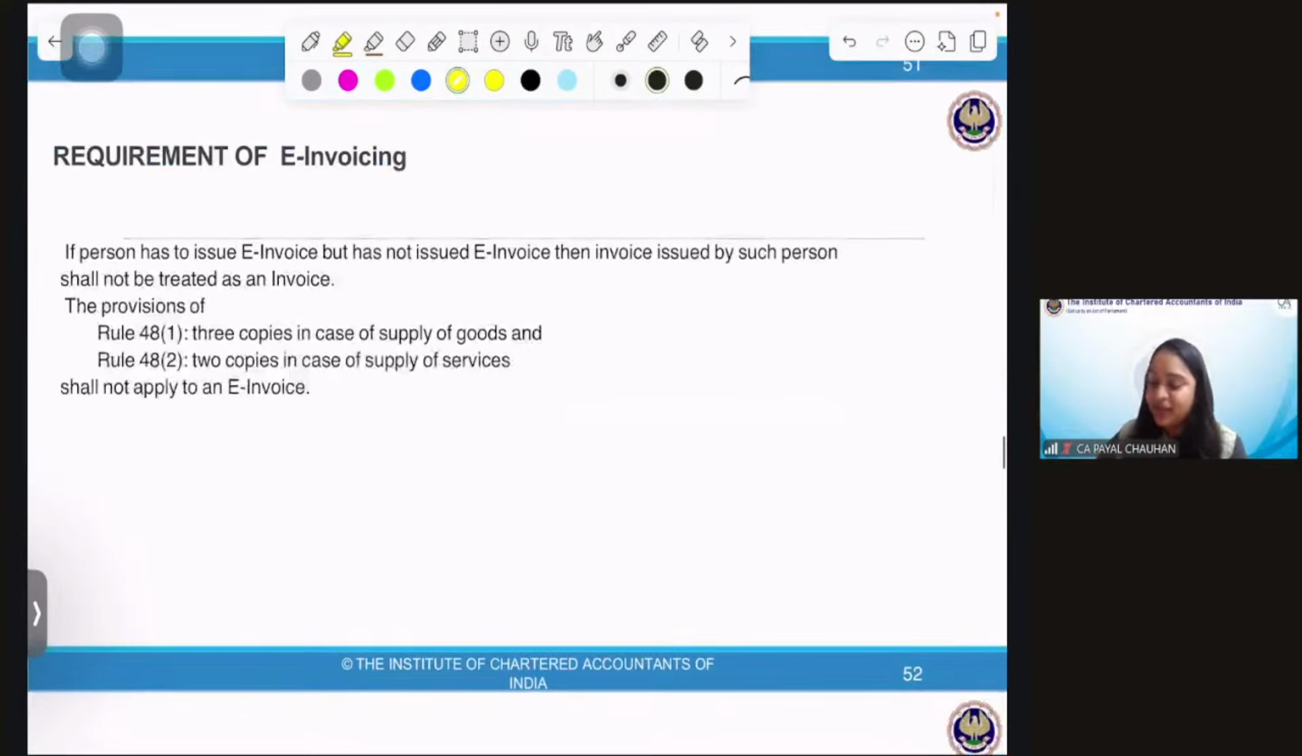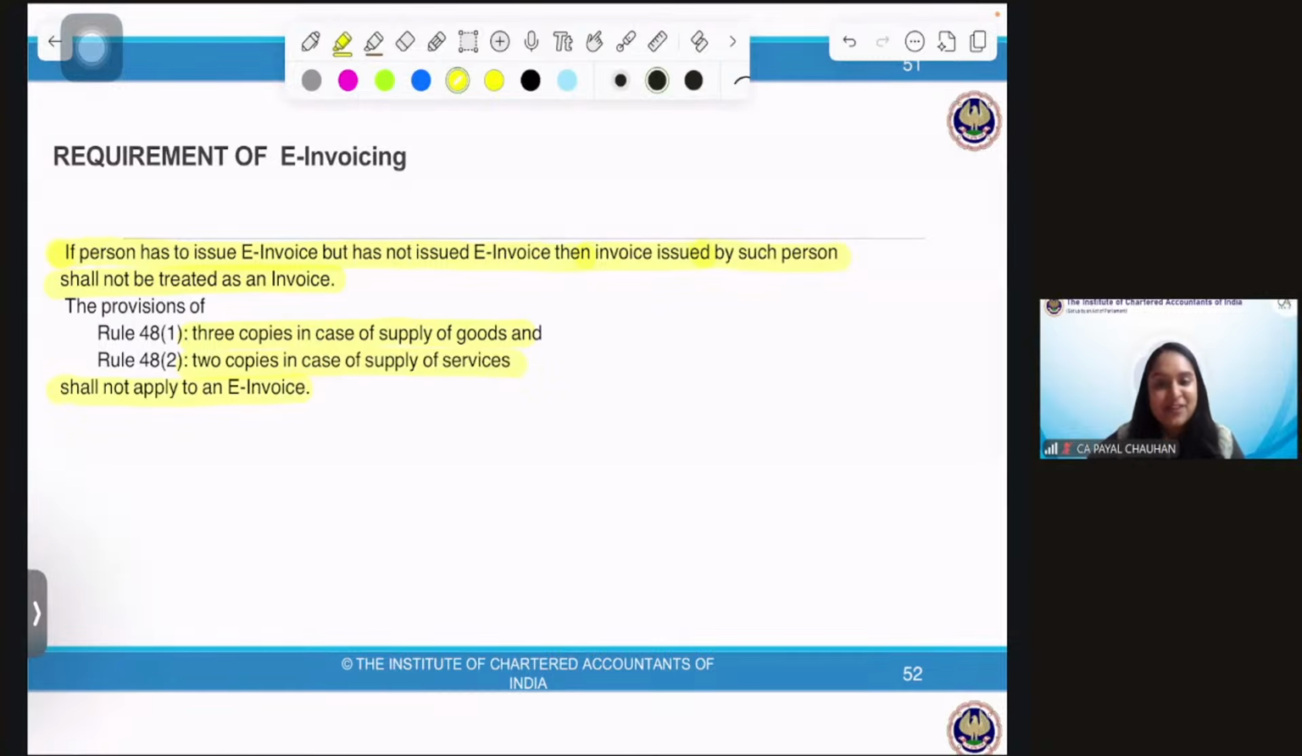Okay, requirement of e-invoicing. If a person has to issue an e-invoice but has not issued an e-invoice, then the invoice issued by such person shall not be treated as an invoice. Yes, I was required to issue an e-invoice, but I did not. Rather, I gave you a simple invoice. Then this is not treated as an invoice, right? This is not the invoice which is mentioned. Then the provision of 3 copies in case of supply of goods, 2 copies in case of supply of service is not applicable in e-invoice.